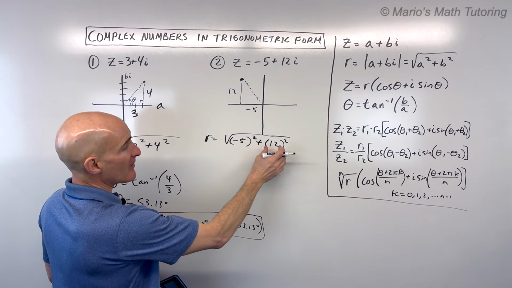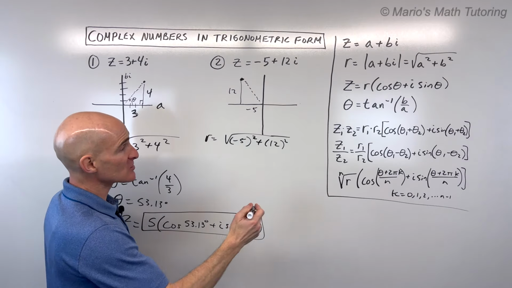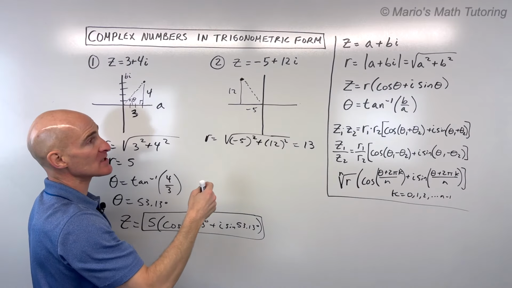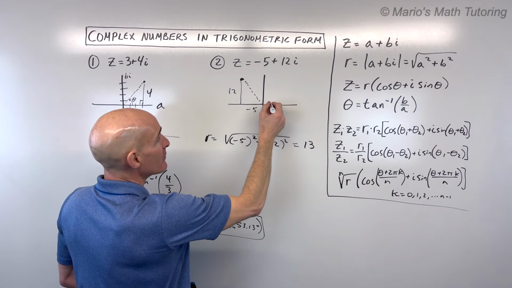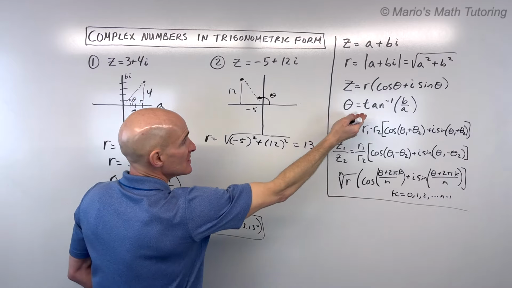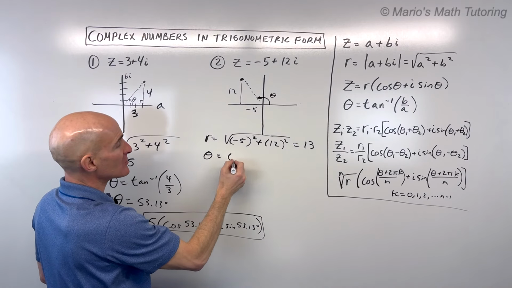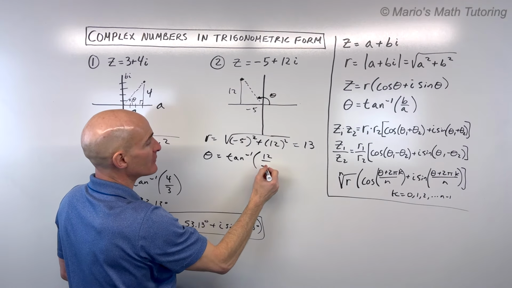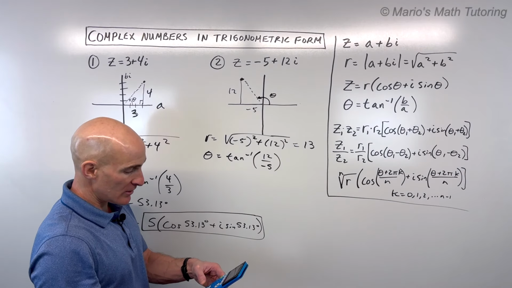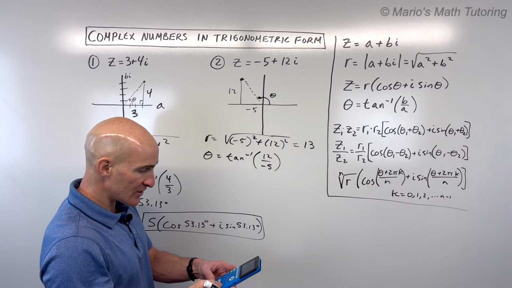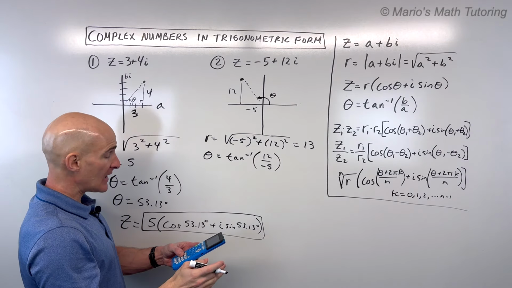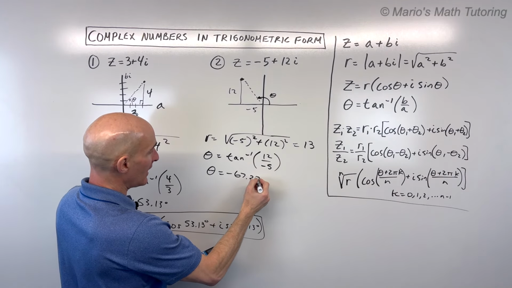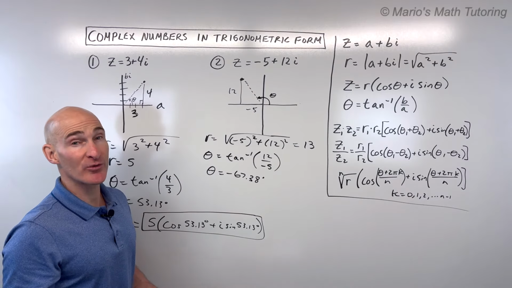So 25 plus 144 is 169. The square root of 169 we know is 13, so that's our r value, or like our radius. Now if we want to find the angle, theta, we're going to use the tangent inverse of b over a. So that comes out to the tangent inverse of b, which is 12, over a, which is -5. And let's see, I'm going to go to my calculator. I'm in degrees again. You can follow along, check my work here. I'm getting -67.38 degrees.